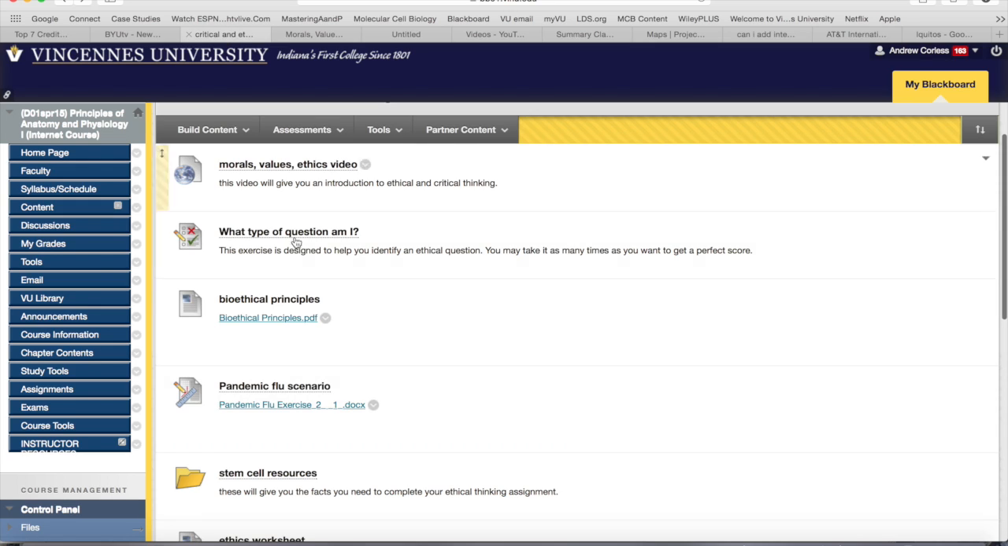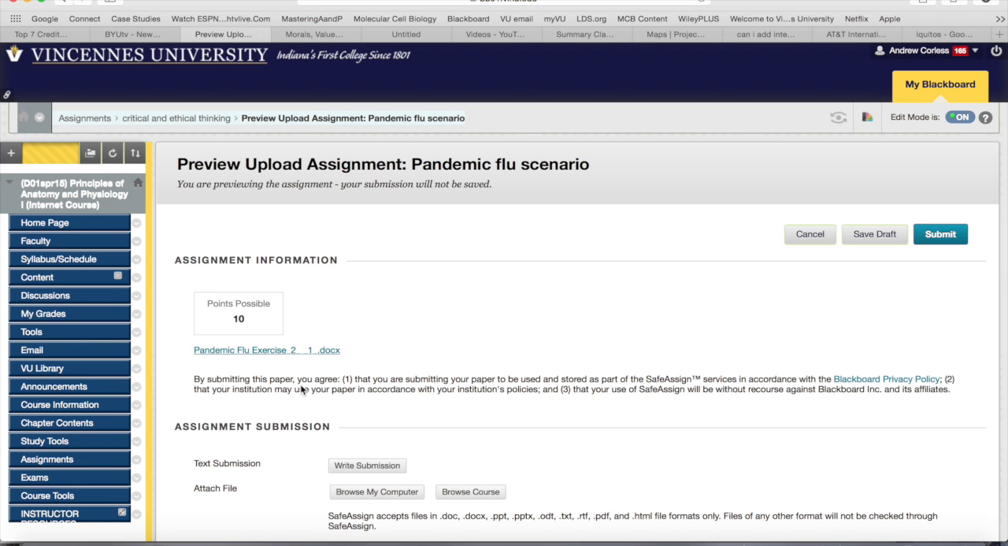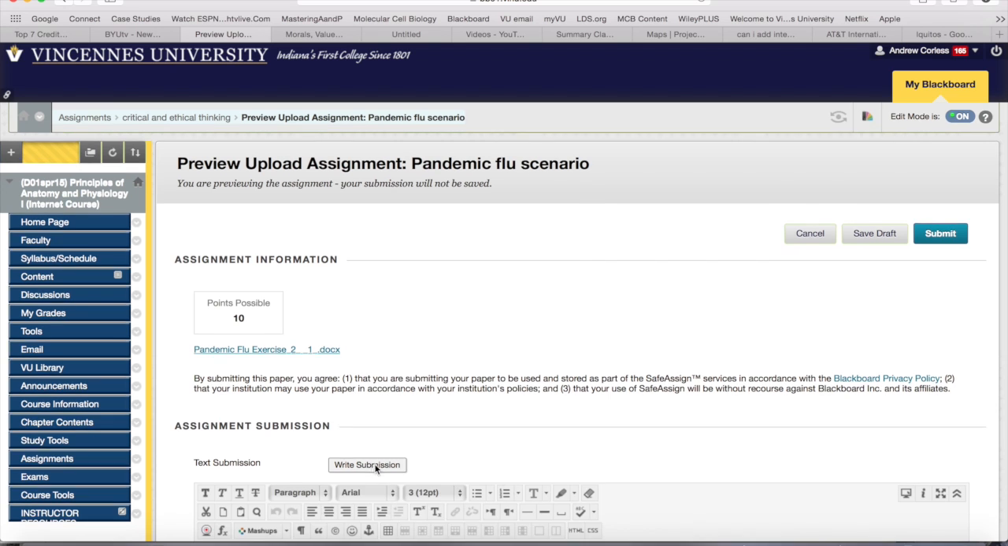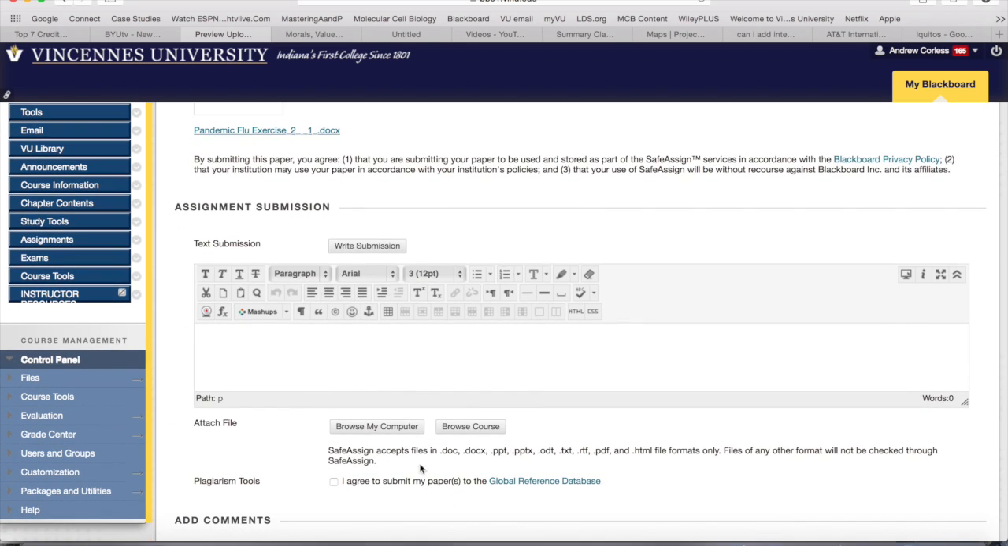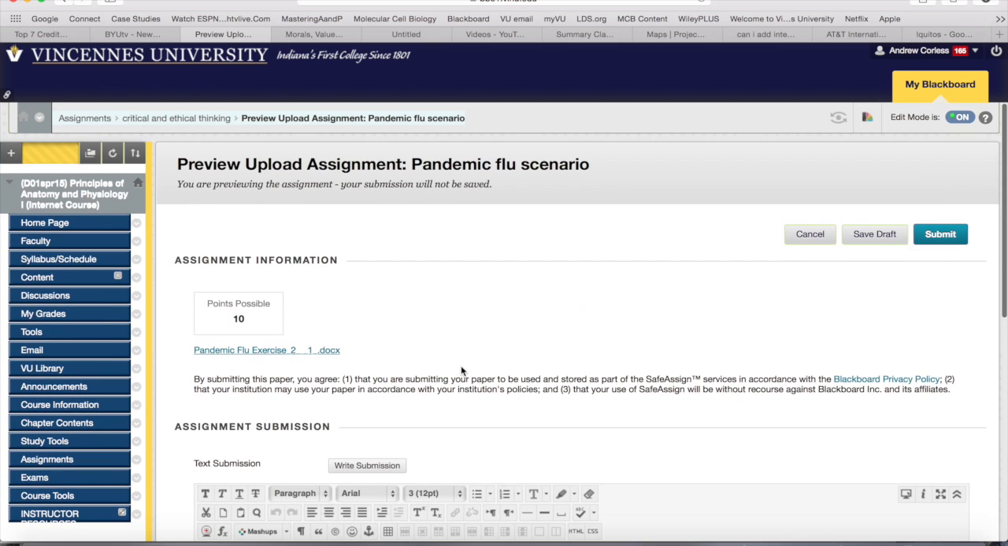Okay, and you're going to submit that here. You're going to have to download it. You can write your submission here. This will pop up a text box, but I would suggest you make it in a document file or something, and then you can attach that file and then submit it, and then I'll be able to grade it there.